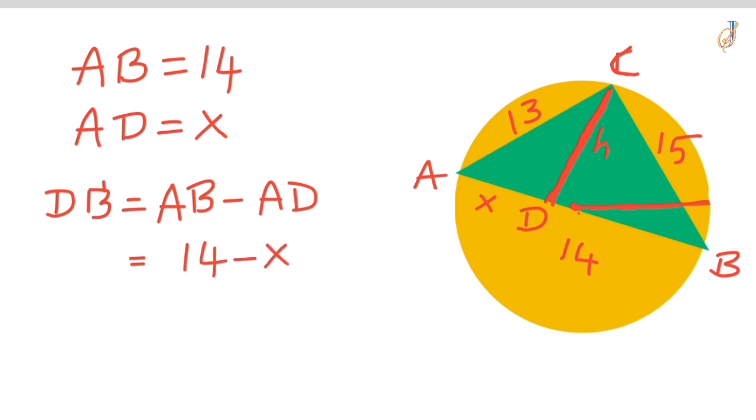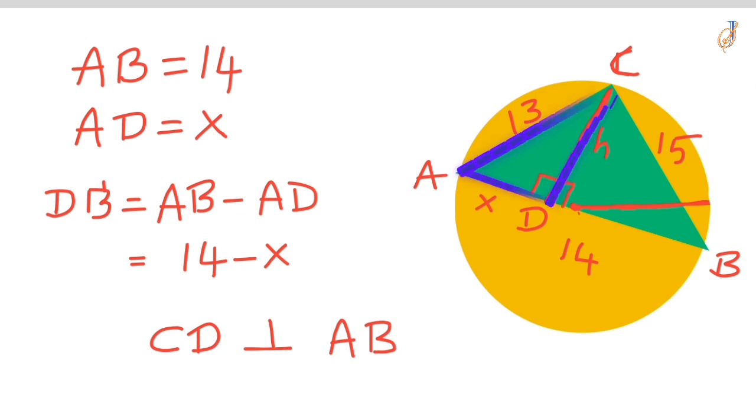And what you observe here, the CD line is perpendicular to AB, isn't it? So that's why it has angle 90. Now this line is dividing this triangle into two triangles. One is the ADC triangle and another one is the CDB triangle. So let's observe these two triangles now.